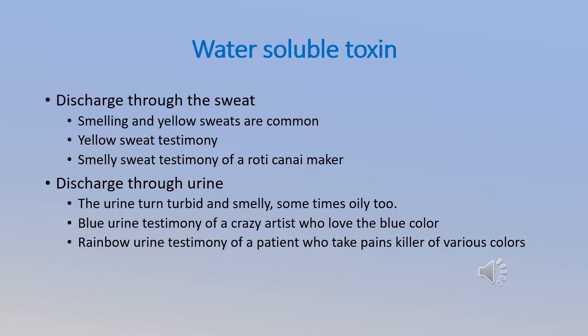So the water-soluble toxin is discharged through the sweat and also through the urine. Through the sweat, sometimes the sweat becomes smelly, and sometimes it becomes yellowish in color. That is quite common. So I can give you a few testimonies, the yellow sweat testimony. At that time in Penang, I went to Penang for Ganotherapy. One night during the Q&A, there was one member who said, Dr. Lim, I like to play badminton. In our badminton, we divide into the white shirt team and yellow shirt team. I'm in the white t-shirt team.